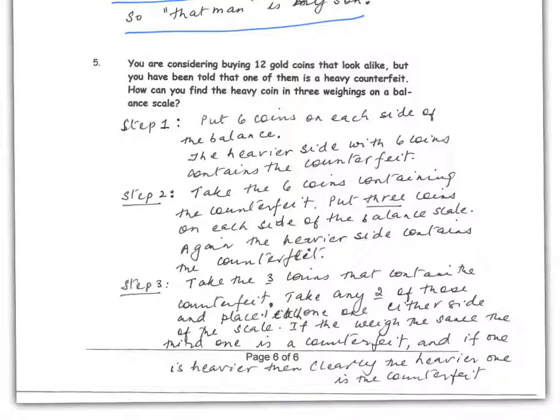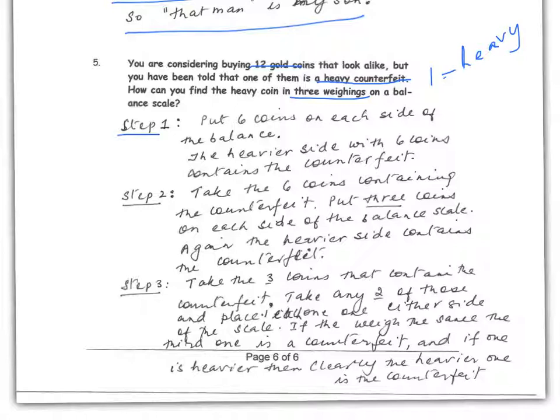So here in this problem, you have 12 gold coins. They all look the same. One is a counterfeit, which is heavier than the rest. So there is one coin that is heavy. All the other coins are identical. How can you find the heavy coin when you're allowed exactly 3 weighings and no more on the balance scale? So let's look at how this can be done.